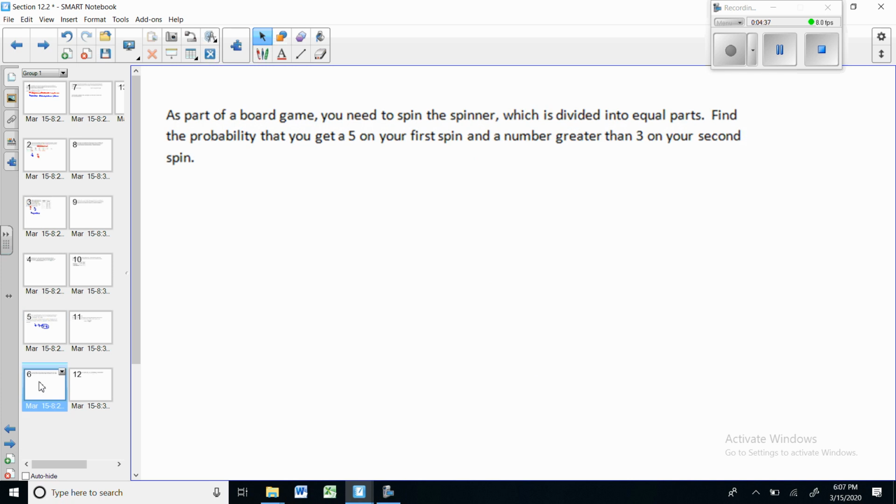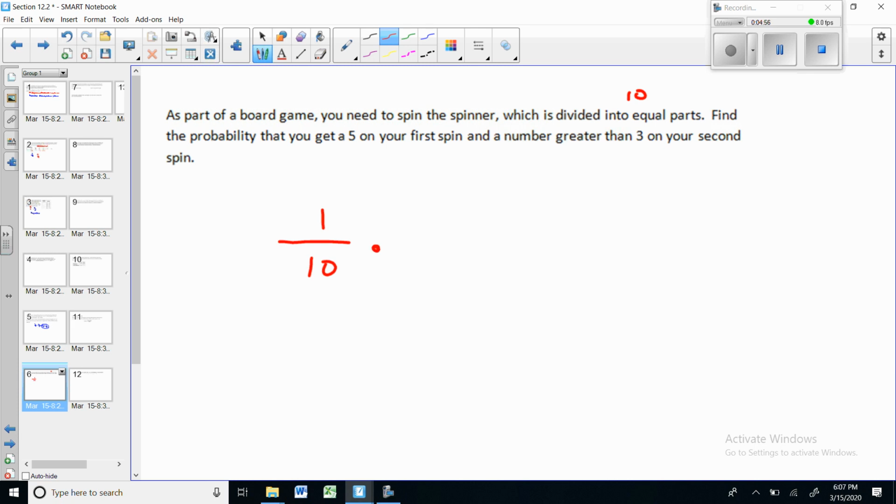As part of a board game, you need to spin a spinner, which is divided into equal parts. Find the probability that you get a 5 on your first spin and a number greater than 3 on your second. Okay, so let's go ahead and say that it's 10 equal parts. What is the probability that we would get a 5 on our first spin? There's 1, so 1 out of 10.